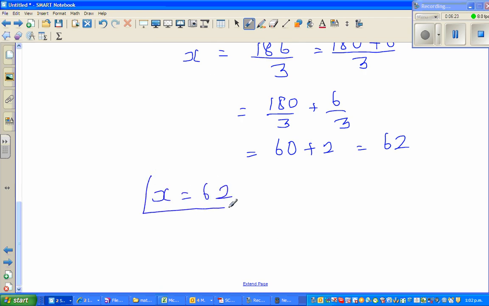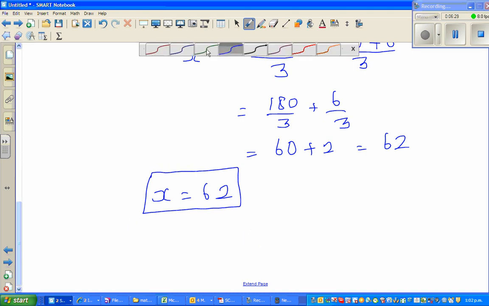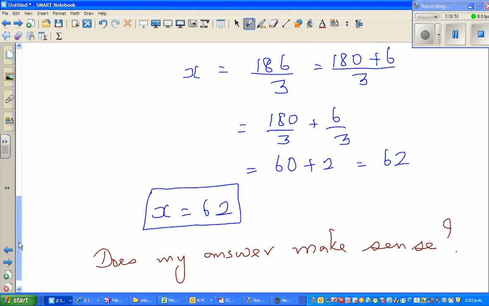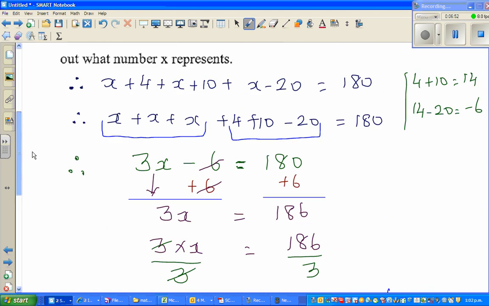Now you should not stop here. You should always go back and check whether the answer is making sense. This is a big question you need to ask. After getting the answer, you should ask this big question, I call this a big question: does my answer make sense? So how do I do that? I go back to the question and see, if x is 62, what happens?